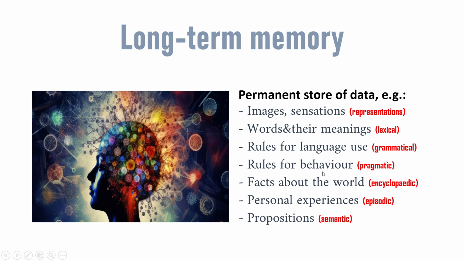Then the rules for behavior, pragmatic. Rules for how to speak in a particular situation, but also rules for how to function successfully in social settings. And then you have facts about the world, like Berlin is the capital of Germany, right? Mount Everest is situated in Asia, so this is your encyclopedic memory.